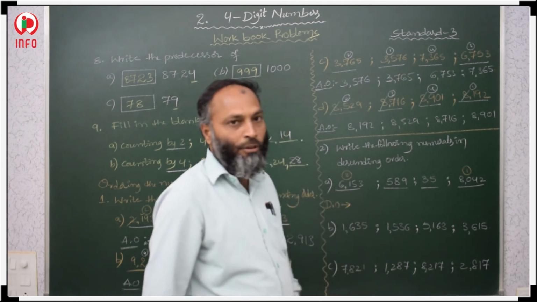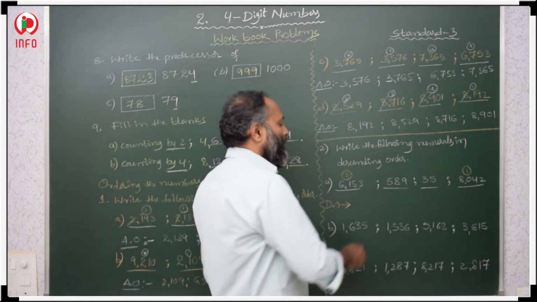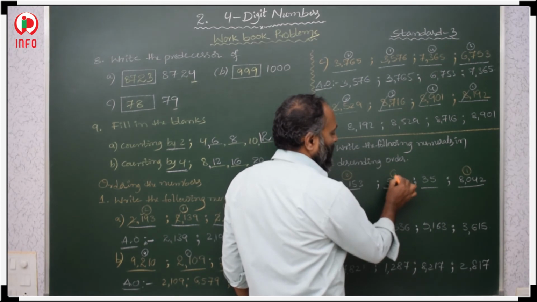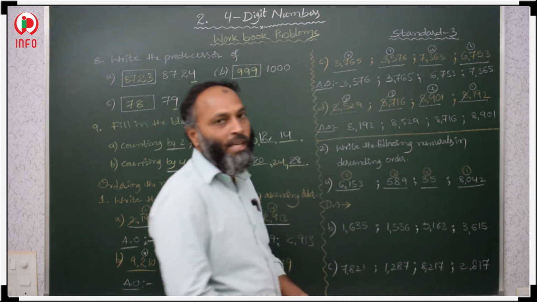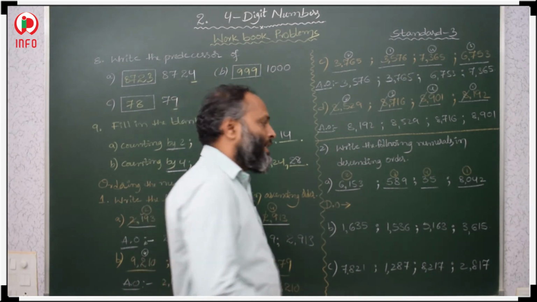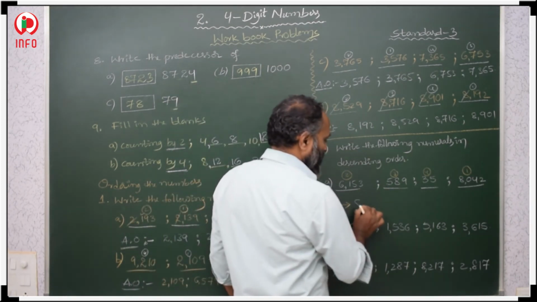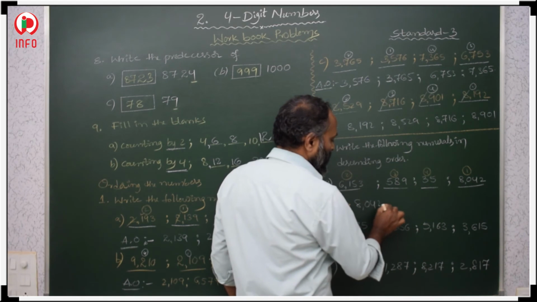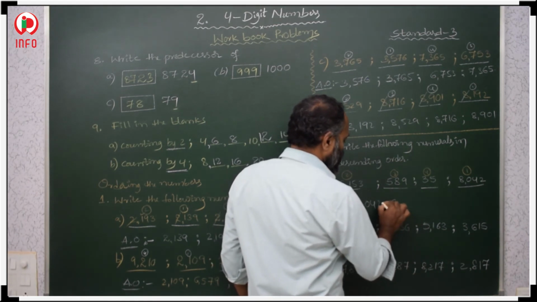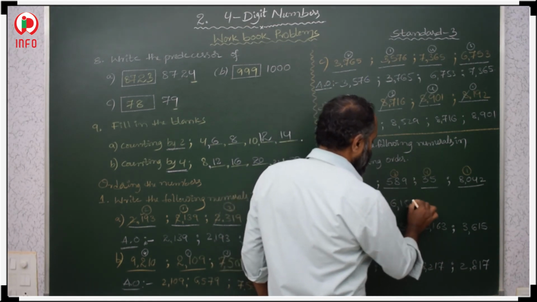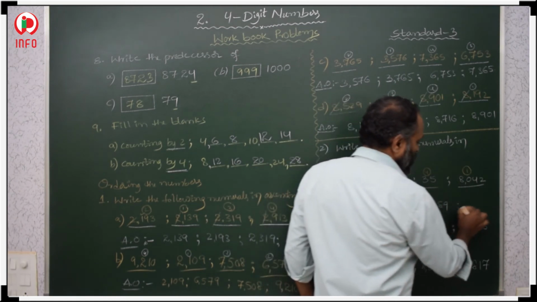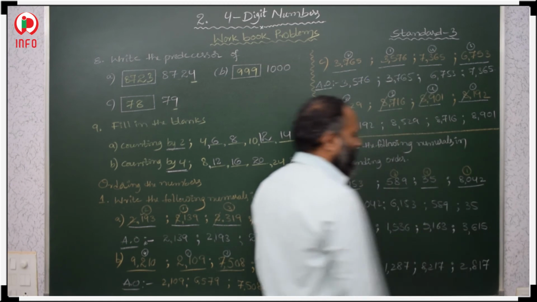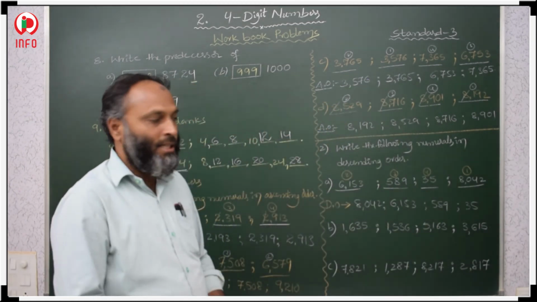After completing the 4-digit numerals, we go to the 3-digit one. This is in third place, and the double-digit is in fourth. In this order we have to arrange in descending order. Descending order means decreasing order. 8042 first, 6153 second, and 589 next, 35 last. So these are in descending order.